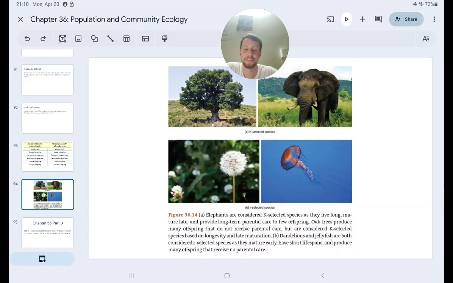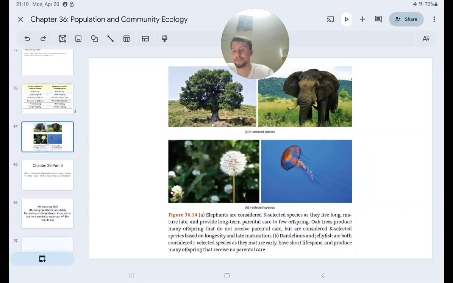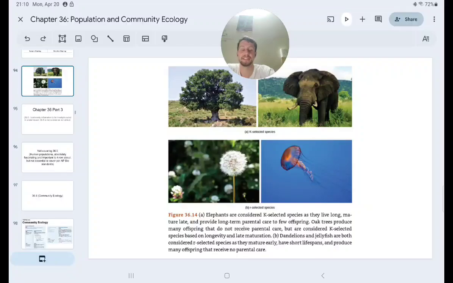And so this idea of K-selected and r-selected is just a nice theory to help to think about the strategies of survival and reproduction that different species have. And that is it for 36.4, and we skip 36.5, and we'll go next to 36.6.